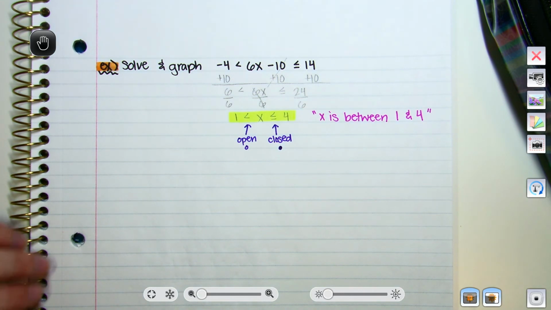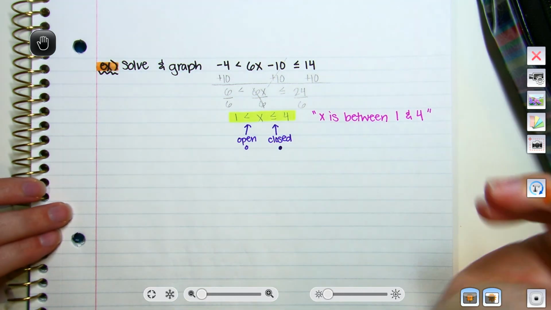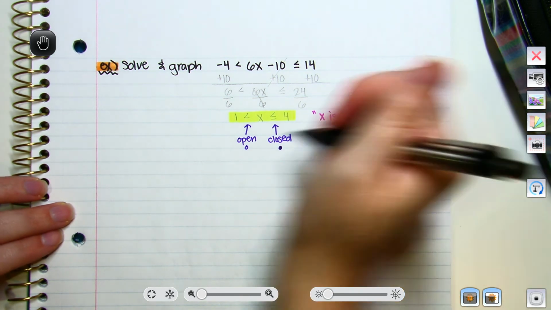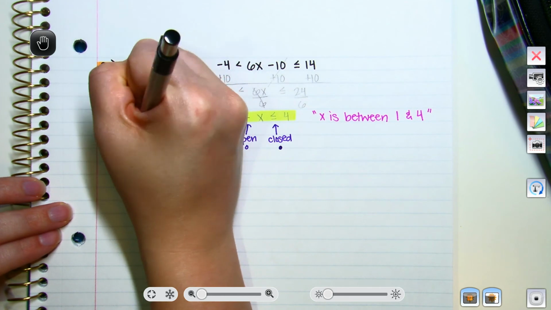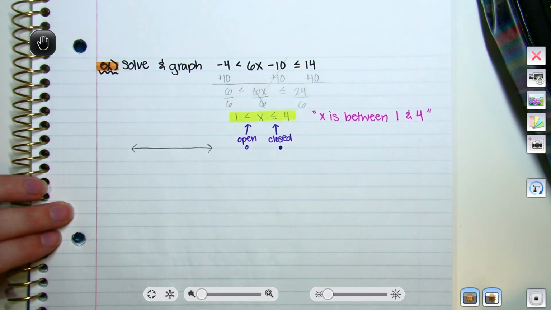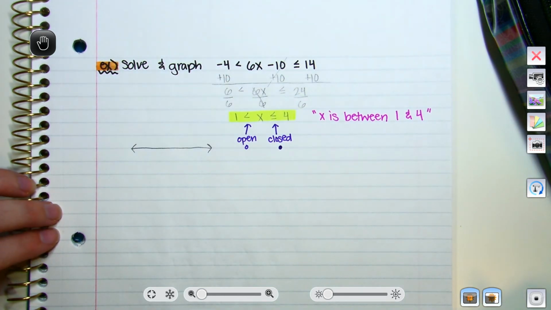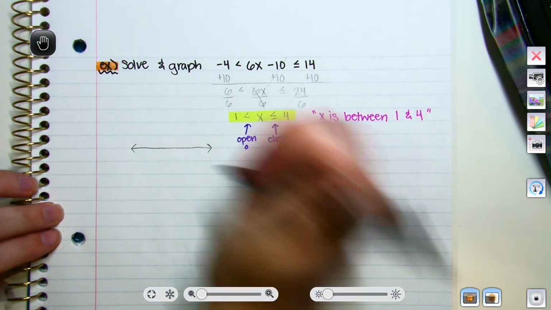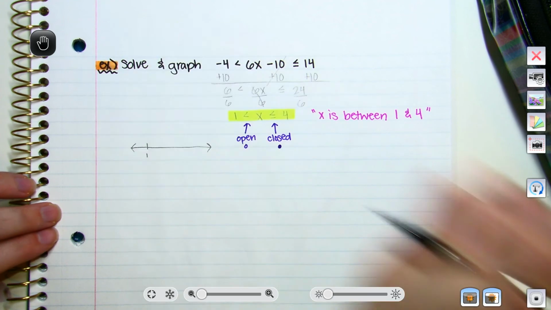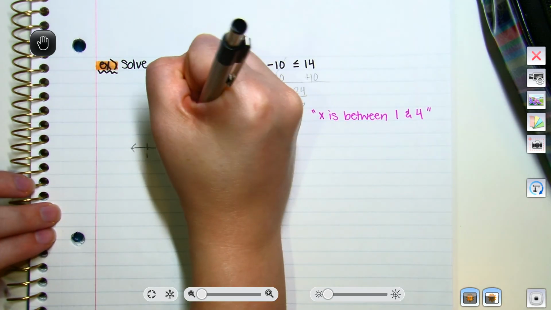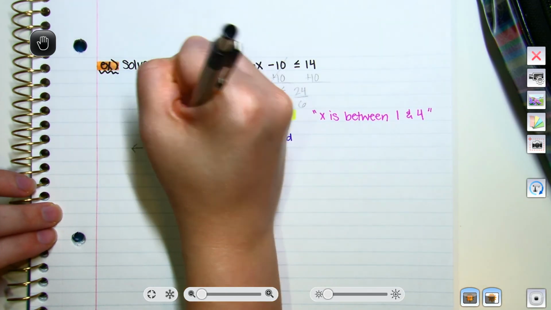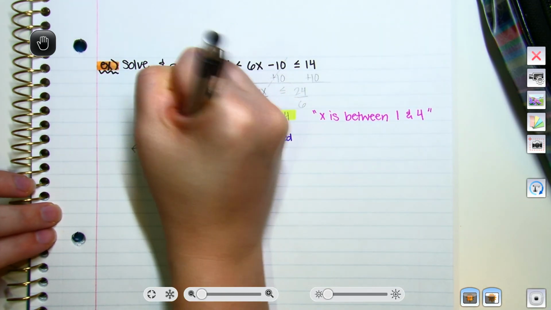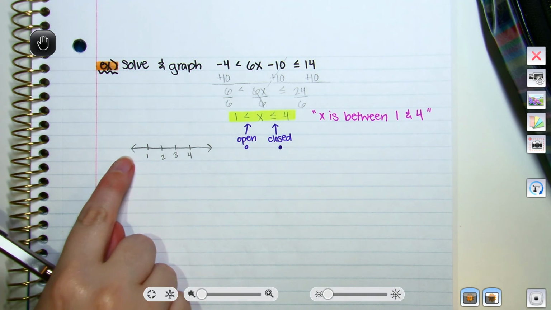So when I draw my number line, I'm going to draw it over here. Again, I'm not super picky. You don't need to label your number line with tons and tons of numbers. So my small number is 1. My big number is 4. If you wanted, you could put the numbers in the middle. You could put 0 or 5.